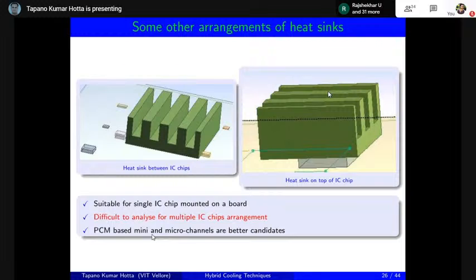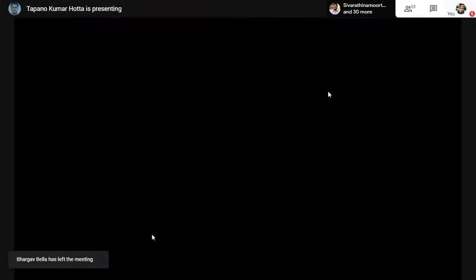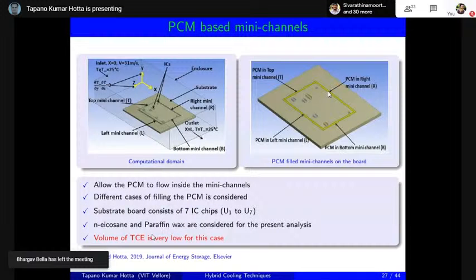Now I'm just going to talk for a few more minutes about these PCM based mini channels. You can see the arrangements here. This is your initial substrate board where the chips are mounted, and this is the same optimal configuration I obtained in my previous slides, because as I told you, we are not going to disturb the setup. So the same optimal configuration I have considered.